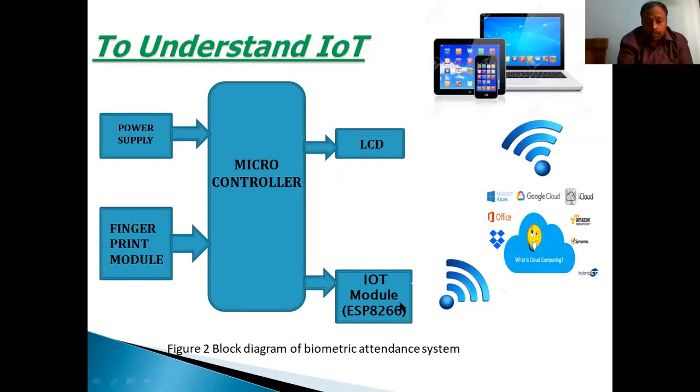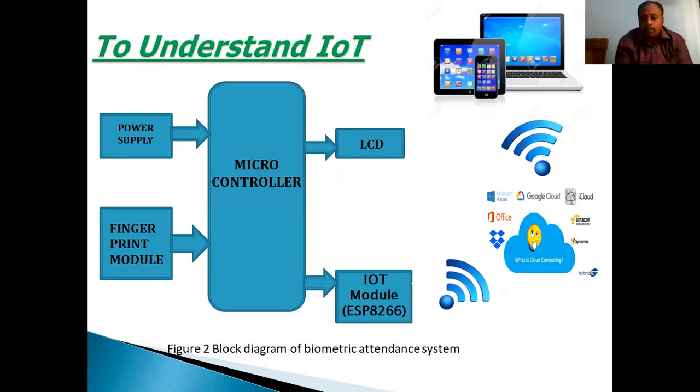Now, if this IoT module has to send some data to the internet, what does it have to use? The device should be connected to the internet. So what are the possibilities to get connected to the internet? Let me say I have my mobile, my laptop or my computer. What is the source to connect to the internet?